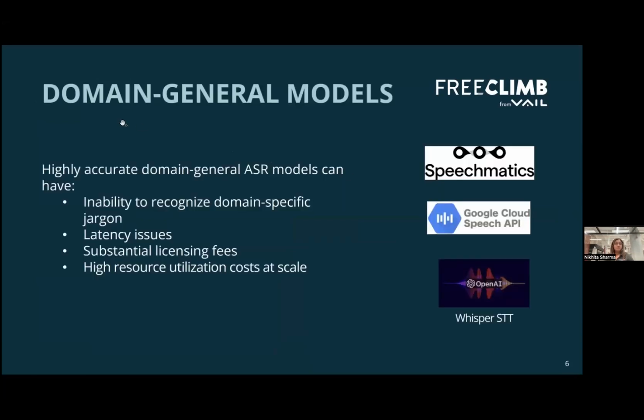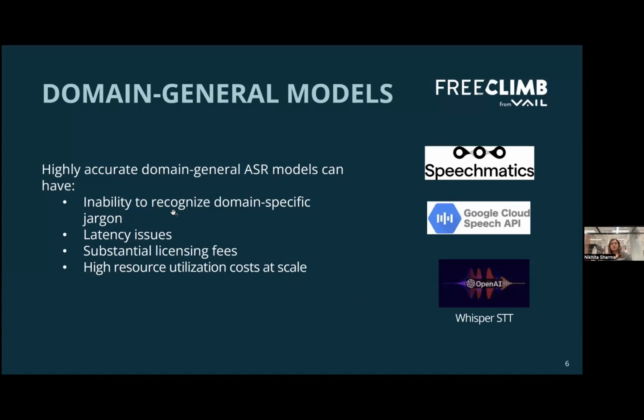If you go the domain general model route, there are a bunch of options available. For example, Speechmatics, Google Speech-to-Text, and Whisper. But the problem with these models is that they are unable to recognize domain-specific words. If you have a specialized domain, for example home automation, and a customer service chatbot for home automation, you might want it to recognize product names that you use in the house and other things like that. These models can recognize them, but not with very high accuracy. We'll show you some examples in the further slides.